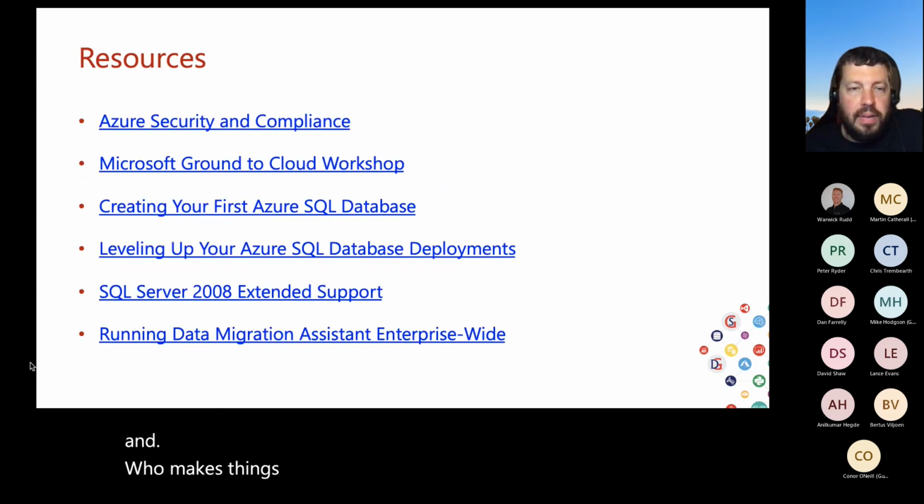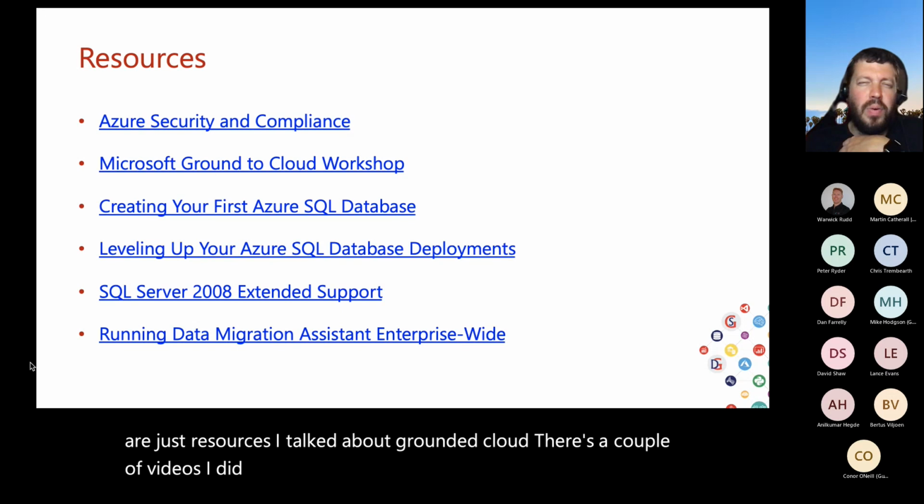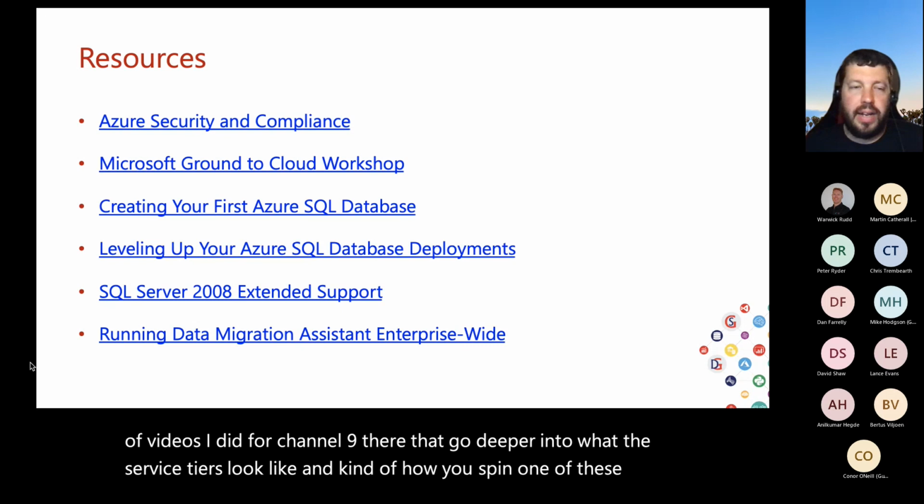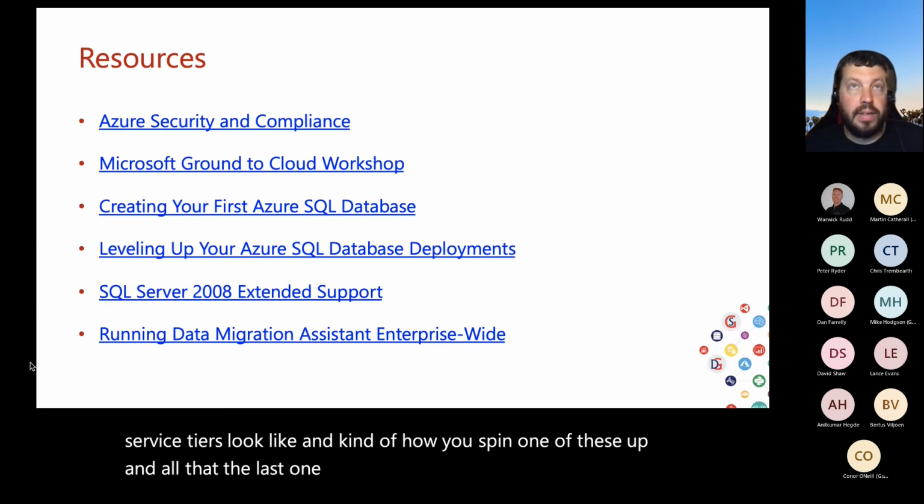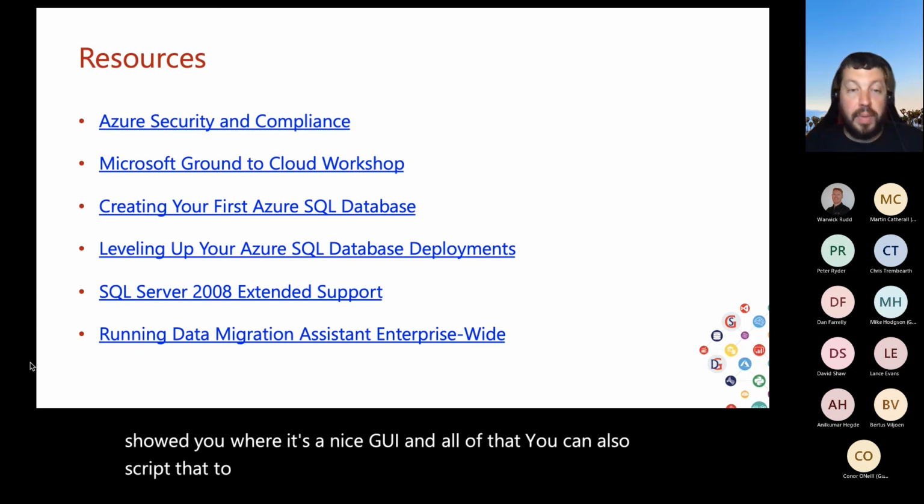These will be on my GitHub later. So these are just resources I talked about. Ground to Cloud. There's a couple videos I did for Channel 9 there that go deeper into what the service tiers look like and how you spin one of these up and all that. The last one is also automating DMA. So where I just showed you a nice GUI and all of that, you can also script that to run against hundreds of databases and not just one.